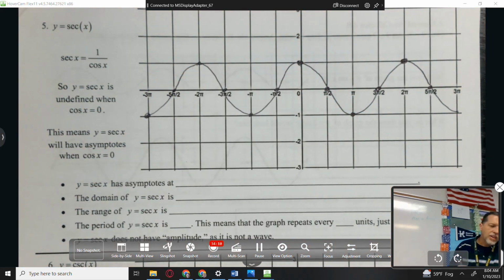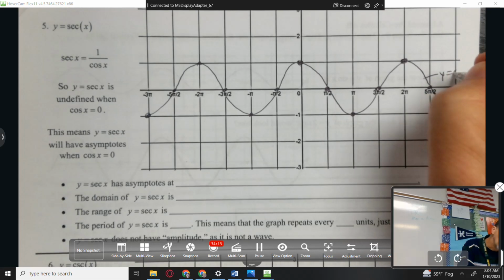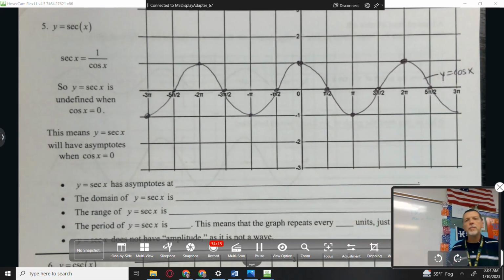Now, that's cosine, so we need to be careful. That's not the graph we're looking for. But that's going to help us graph secant.